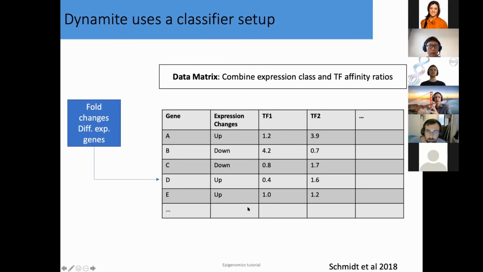And so what the classifier is trying to do is say, does any of those columns have information on the gene expression status of the gene which is in the row? And so if you see an association that, let's say, TF2 is always really high when it's an upregulated gene, or TF1 is really low when it's a downregulated gene, then the classifier will pick this up and report it to us.